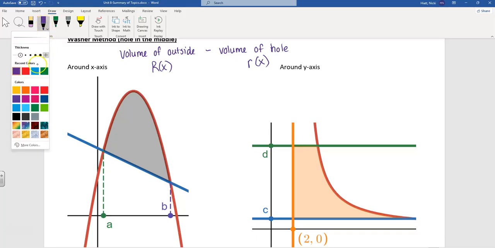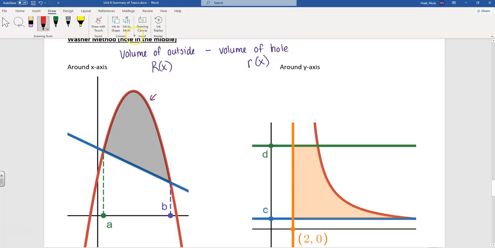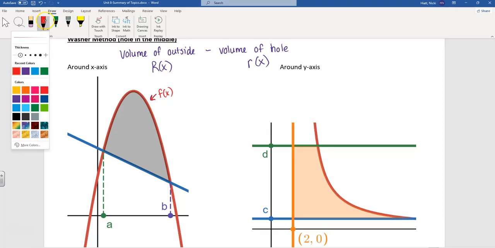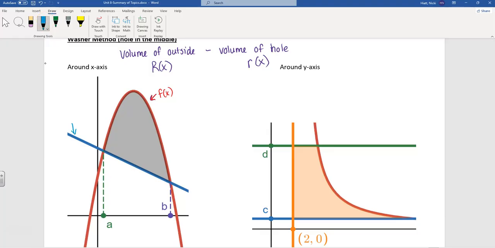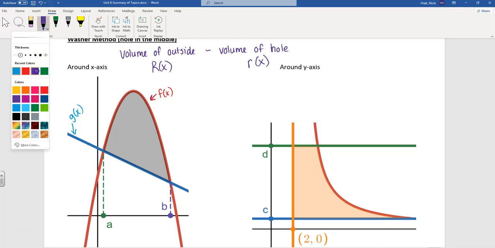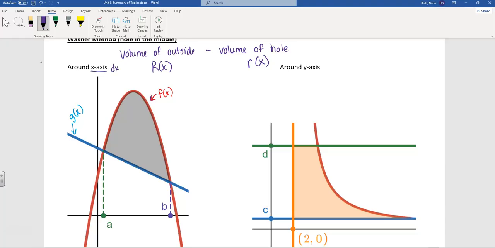So let's name these functions. Let's call this red one right here f of x. Let's call the blue one g of x. And as far as which one goes first, f or g, it all depends on the picture. I'm just naming things and then putting them in there. It's not that f always goes first or g always goes first. Look at your picture. So here, around the x-axis, that's a dx problem.